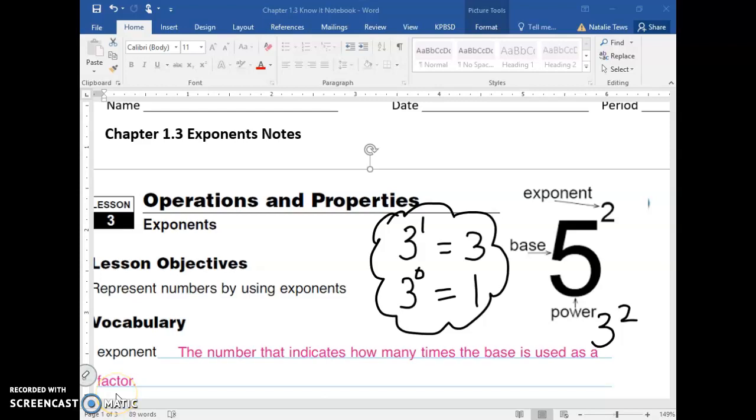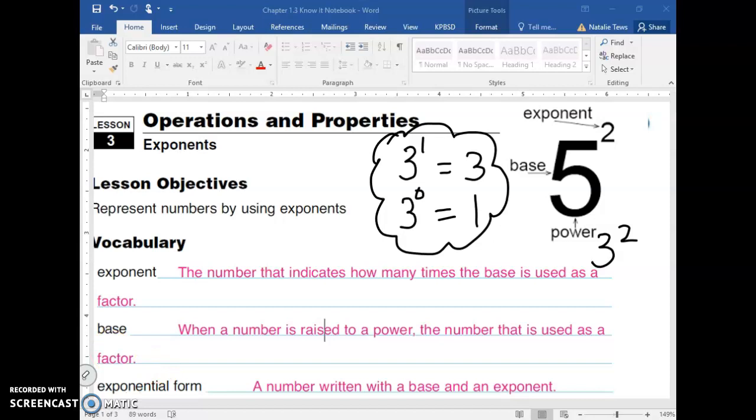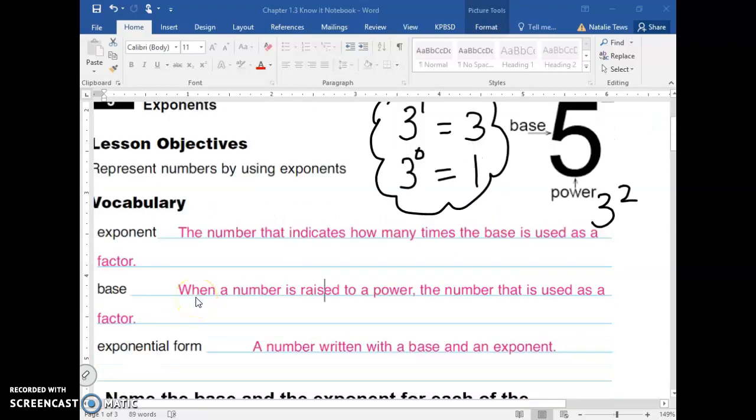Okay, so this is chapter 1.3 notes. We're going to start out here at the top with our vocab. So I'm going to slide down to our vocab, okay? And we start out with exponents. I filled this in for you, but I want you to take your pencil and underline some important information, okay?